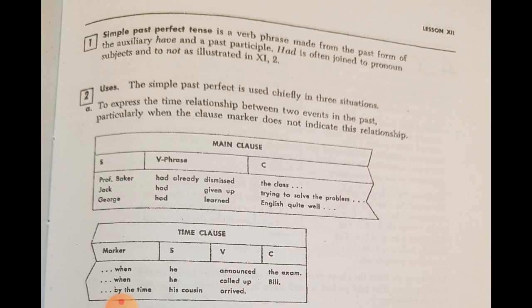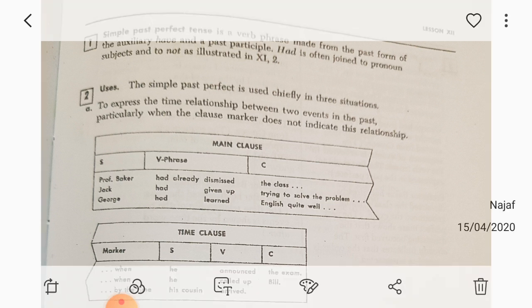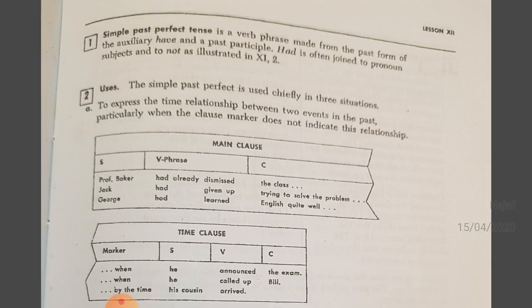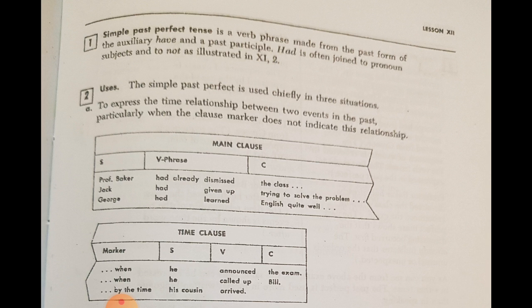Past perfect is generally subject, had, plus the past participle of the main verb, then complement. See, in English, before going to the uses in detail, the past perfect is not used alone. Keep this in your mind. We cannot use it alone, just like "I had finished my topic" or "we had met before." No, this is not possible.